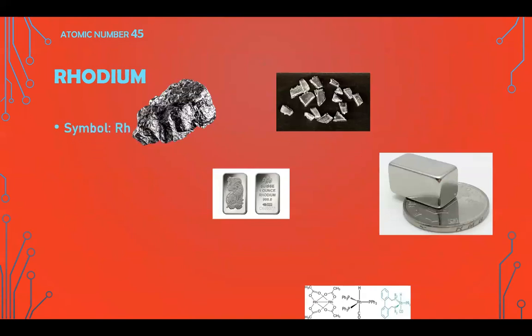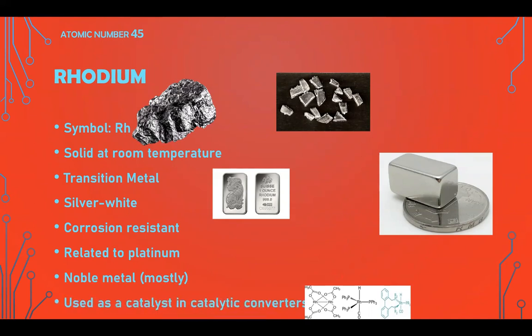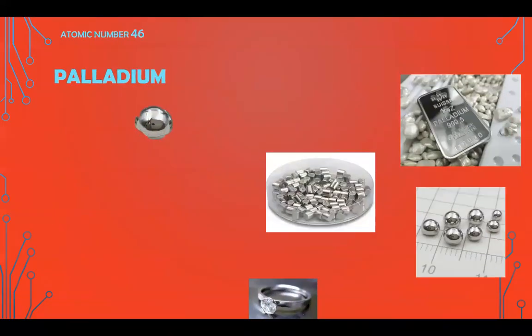Rhodium, which is also pretty rare. Its symbol is Rh. It is a solid at room temperature. It's a transition metal. Rhodium, like most of the other elements, has a silvery white color. Rhodium also has corrosion resistance of some sort. It is related to platinum, just like ruthenium. Rhodium's atomic number, by the way, is 45. Regardless, it is kind of a noble metal. And rhodium is used in catalysts, in catalytic converters, and it has a few other minor applications.